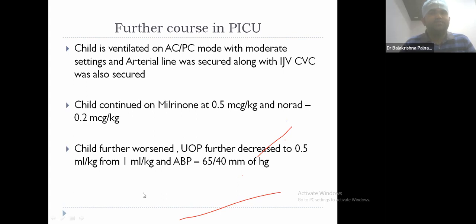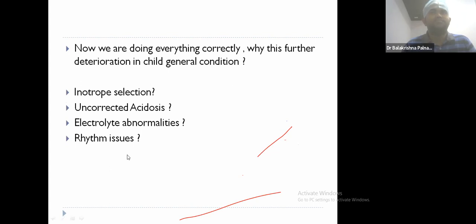So we did everything correctly. The child came in hypovolemic shock; we gave a fluid bolus and started noradrenaline. Then later we thought it could be cardiogenic. We tried both fluid bolus and inotropes, so we diagnosed it as cardiogenic. We started everything correctly, but now again there is further worsening. Urine output has reduced to 0.5 from 1 ml per kg, and arterial blood pressure is now 65/40. So why is there further deterioration in this child?